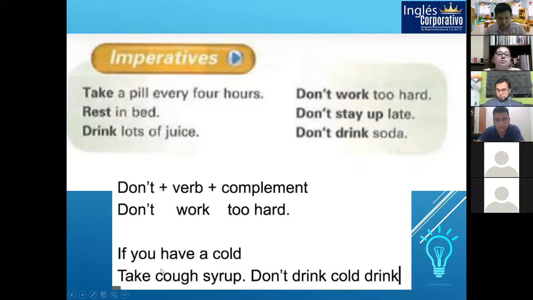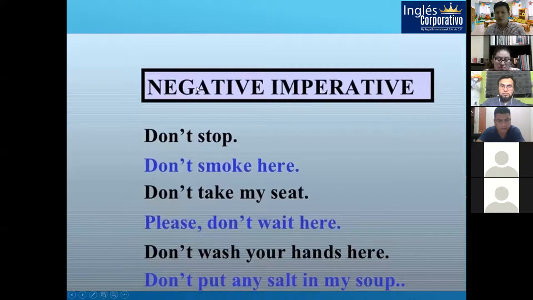Okay. Then, as I said before, we're gonna use, if you have a cold, take cough syrup. Don't drink cold drink. Okay, very good. Este es como el ejercicio que hicimos anteriormente, así que don't worry, we did this exercise already. Okay, very good. We are going to continue with negative imperatives.